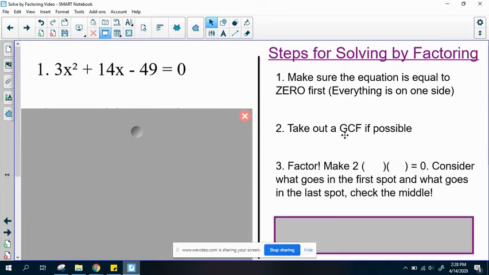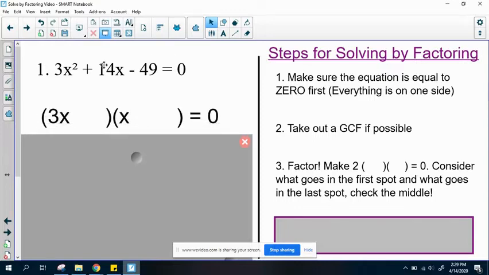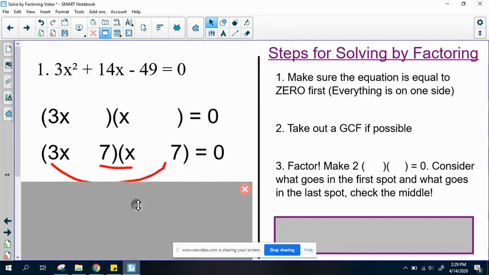The third step is to factor: make your two parentheses like you would normally, and consider what goes in the first spot and what goes in the last spot. This is going to take the bulk of the problem. I look at this and I see a 3, so the only way to multiply to get 3 is a 3 and a 1. Since my last term is negative, I have one of those plus-minus situations, so I'm not sure which one is going to be the plus and which the minus. Then I look at 49, and what's common with 49 is generally a 7 and a 7. So I'm going to put those there, and then I'm going to check.